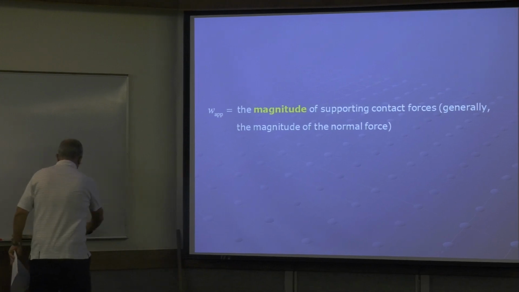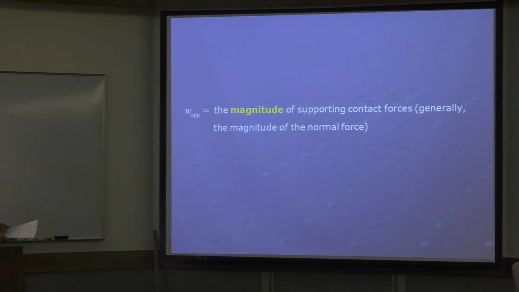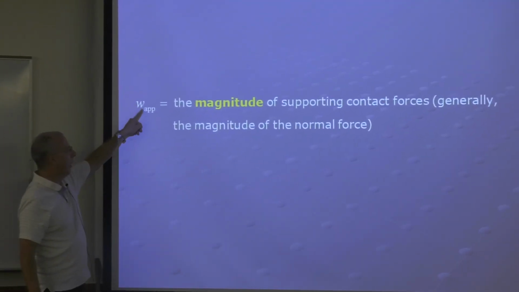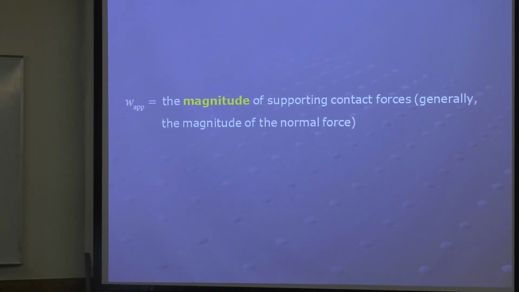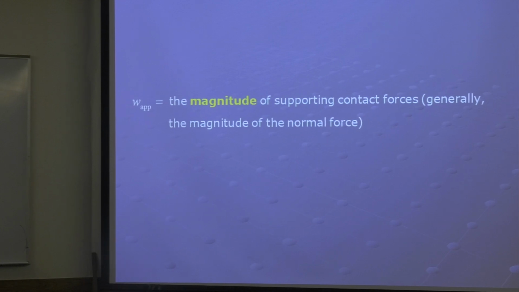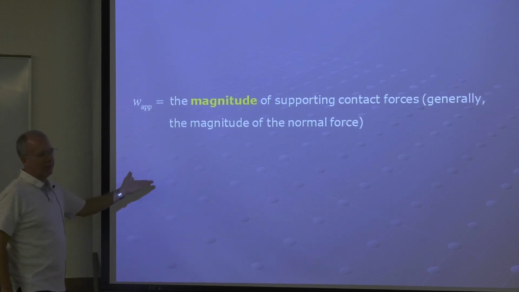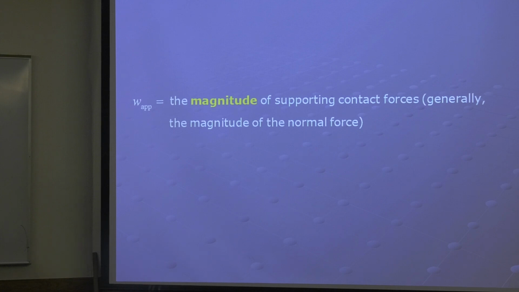Okay, so let's talk about this apparent weight thing. Here's the definition. The apparent weight is the magnitude, so it's just going to be a number, it's not going to have a direction, of the supporting contact forces. So generally it's just the magnitude of the normal force.